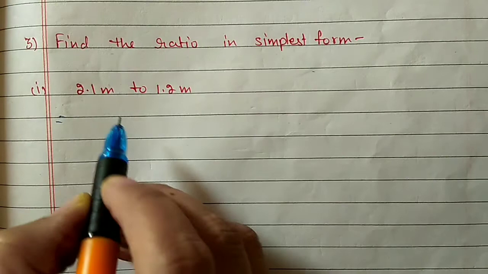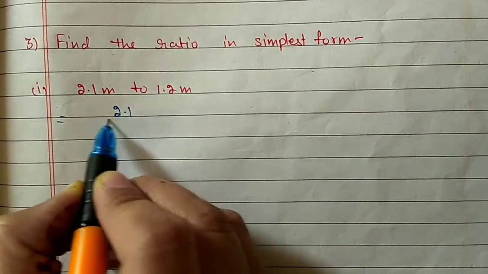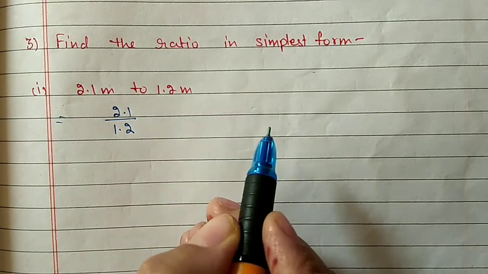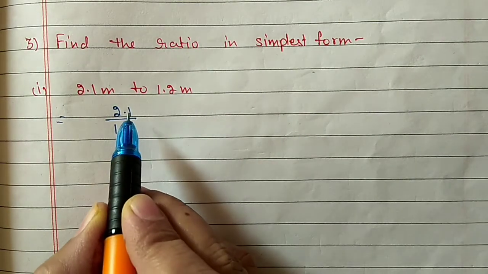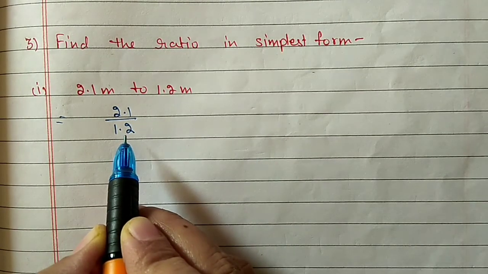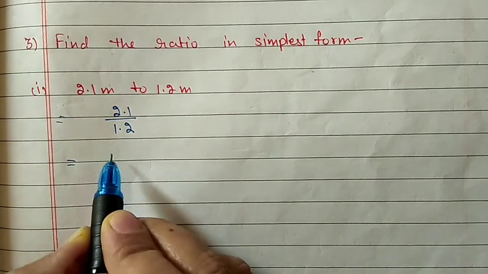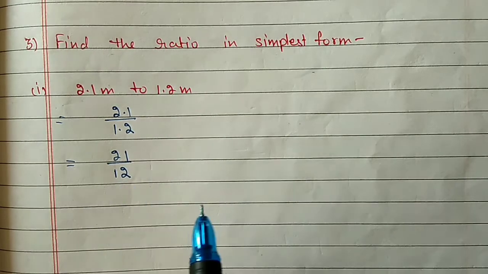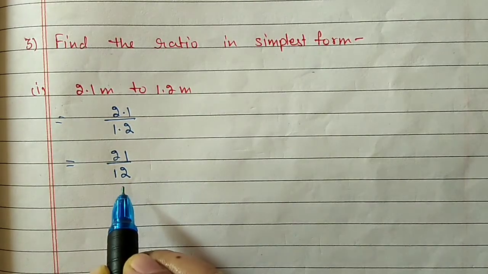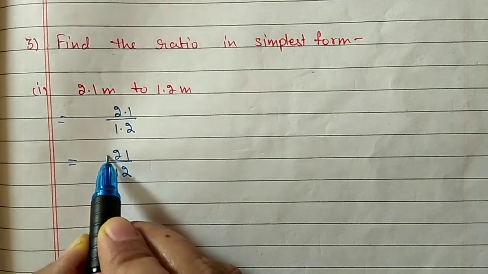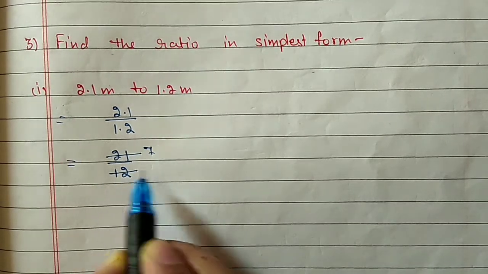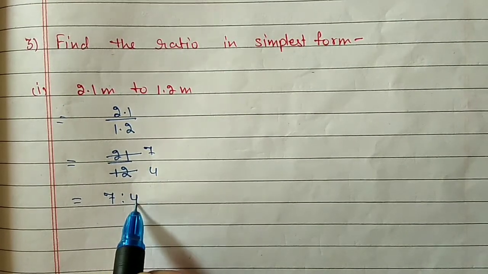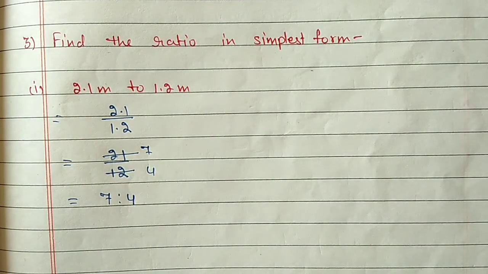After this, 2.1 to 1.2, we can write like this, and the unit no need to write because it will cancel out. One decimal place is here, one decimal place in the denominator. So we can remove the decimal also, then 21 by 12 we will get. Now these numbers we can cancel with the 3 table, 3 7s are 21 and 3 4s are 12. So the simplest form of the ratio is 7 is to 4.